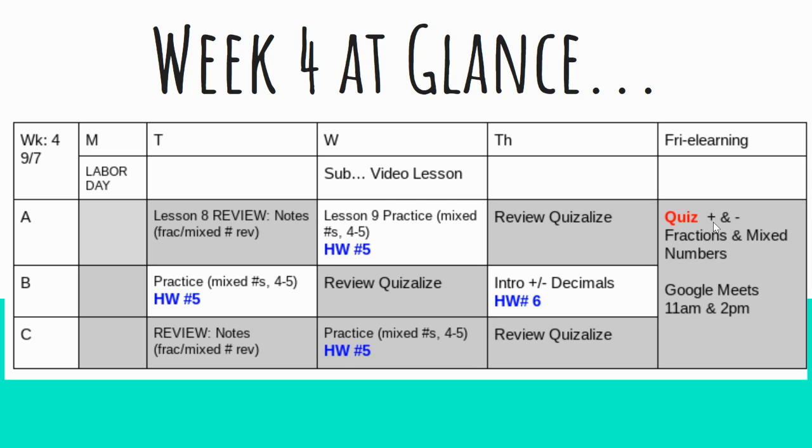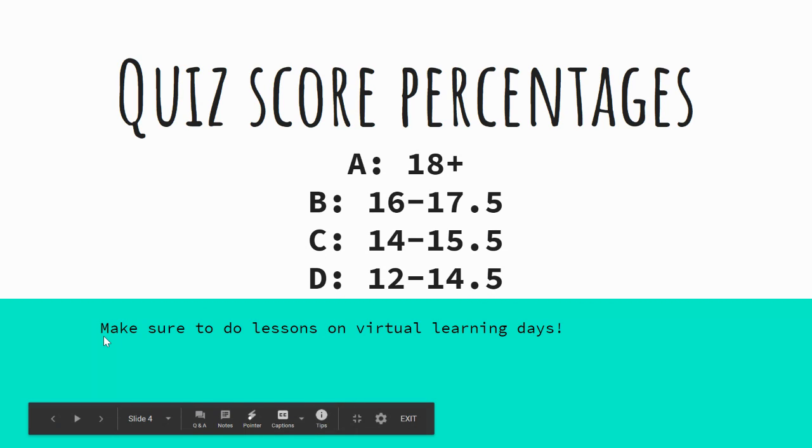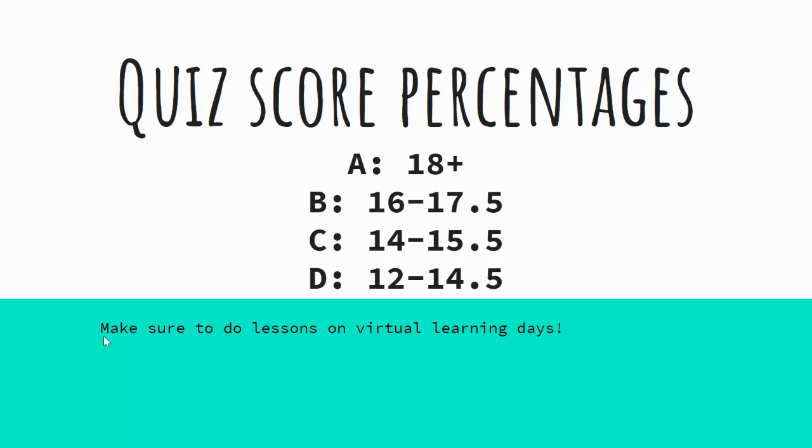Friday's an actual open note quiz over adding and subtracting fractions and mixed numbers. Before you take your quiz, if you feel like you need a review, there will be 2 opportunities at 11 and 2. If you got your quiz score back in PowerSchool, you can check and see how well you did. These are the grades needed to get an A, B, C, and D. Make sure you're actually watching the virtual videos that are made for you for when you are at home.